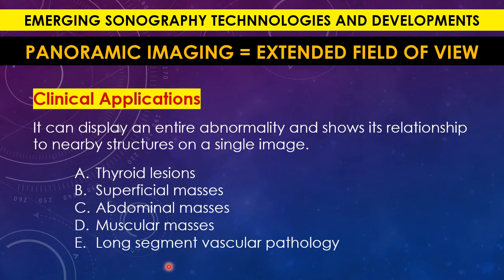And sometimes you might use it if you have a long segment of vascular pathology like a plaque or a stenosis or a thrombus in a vein, and you want to see it from A to Z in one image, in one strip. And of course, we use color here, which might make it easier. So in this way, you might use panoramic imaging.